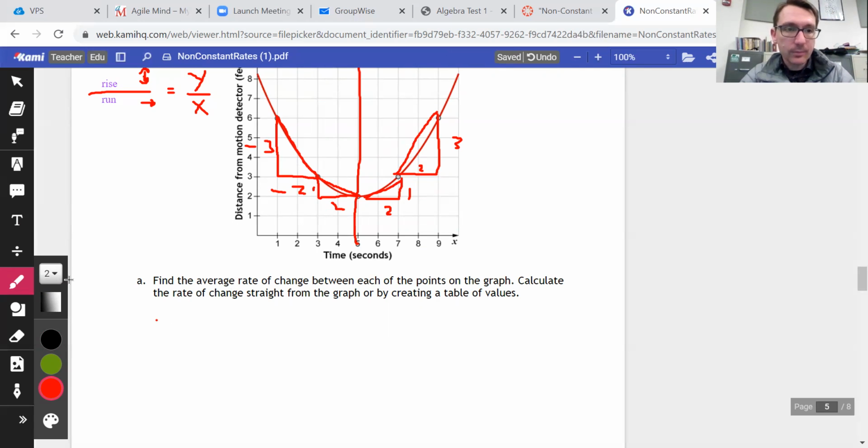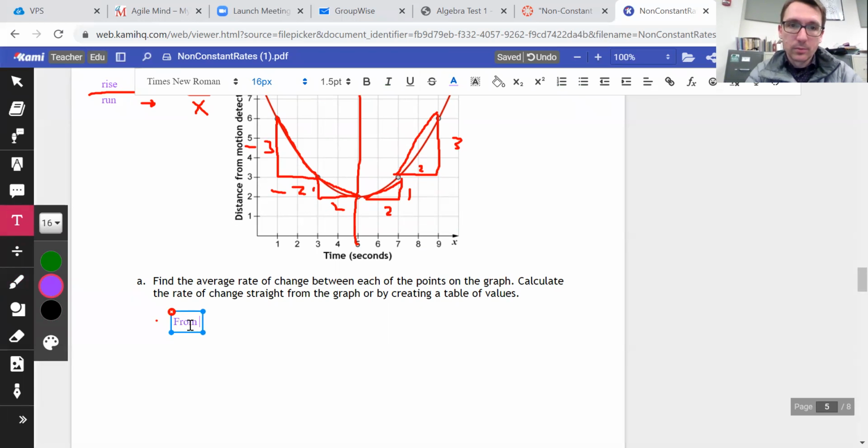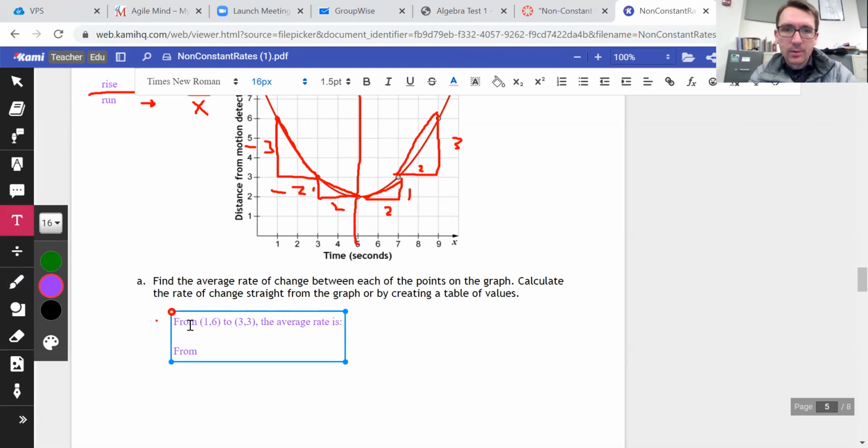Okay, so let's see. I'm going to make a list real fast. I'm going to say from 1, 6 to 3, 3. The average rate. From 3, 3 to 5, 2.